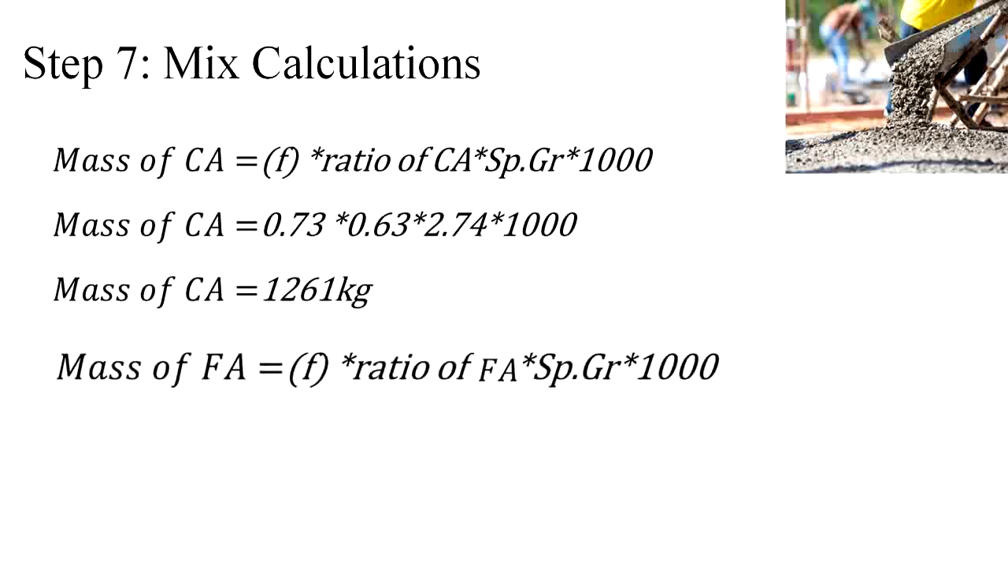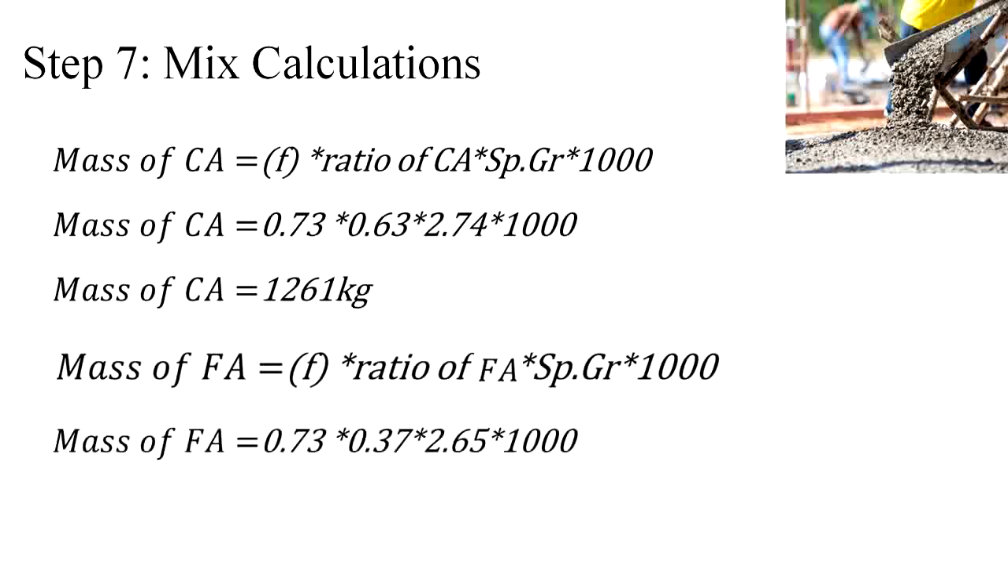In that same way, we are finding the mass of fine aggregate. The value of F is just the same which is found in the previous step. The ratio of fine aggregate is 0.37, which is determined 2 or 3 steps before. And finally, by multiplying, we will be getting the mass of fine aggregate as 716 kg.